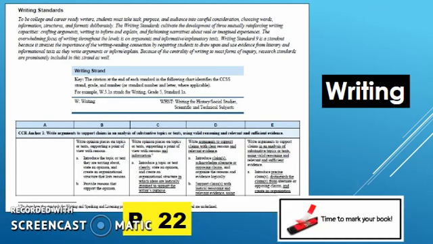On page 22 is the beginning of the writing standards. There are 9 writing standards, and a key thread of the writing standards is writing arguments and informative and explanatory texts.